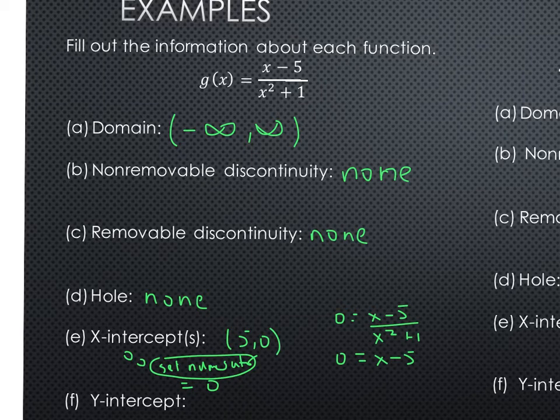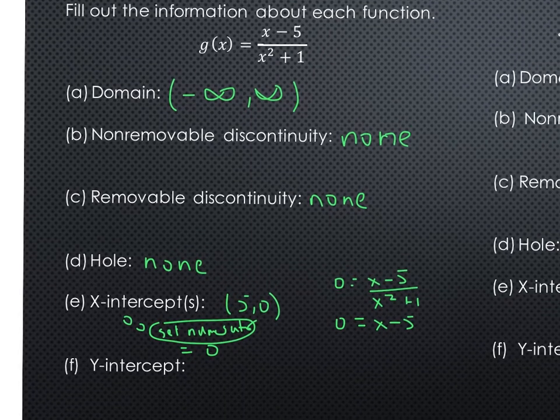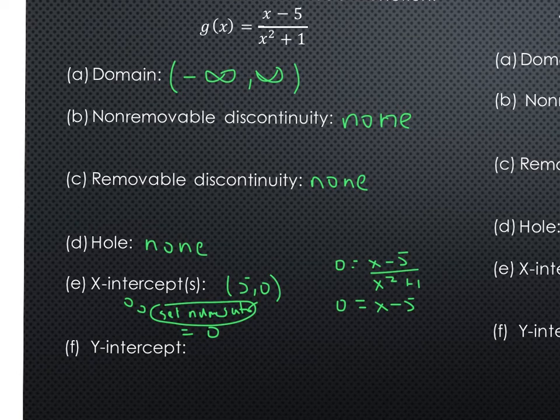And then for y-intercept, remember, you will replace all the x's with zeros. So for y-intercept, we'll have 0 minus 5 divided by 0 squared plus 1, or 0 comma negative 5 for our ordered pair.